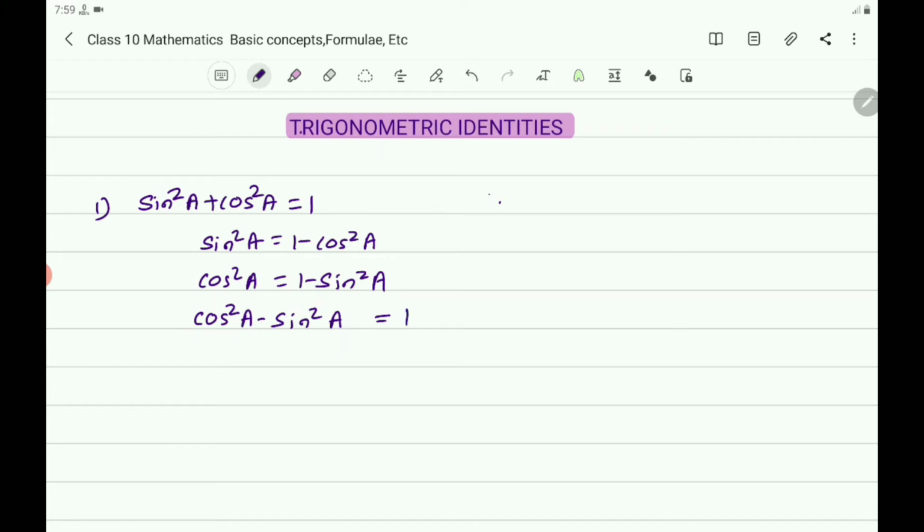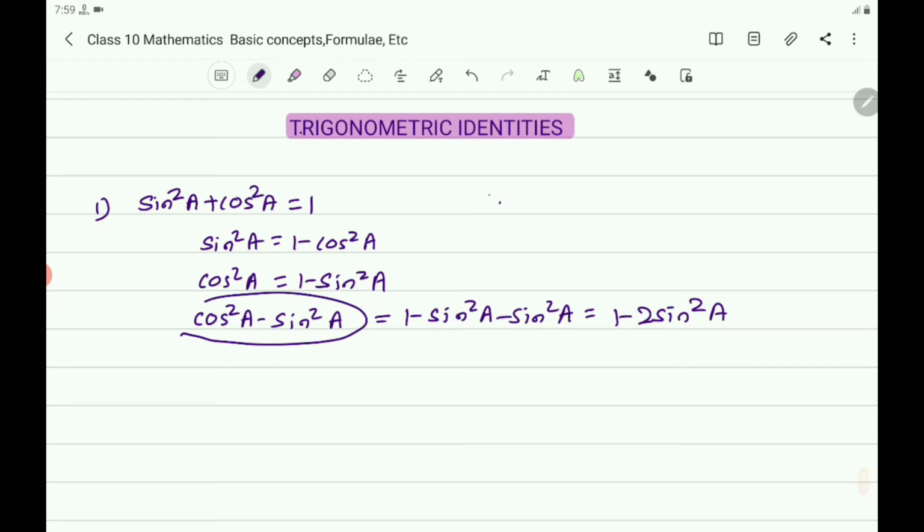So it becomes 1 minus sin square A minus sin square A, that equals 1 minus 2 sin square A. Sometimes this relation is also required. So cos square A minus sin square A is equal to what? 1 minus 2 sin square A. Similarly, you can take sin square A minus cos square A.